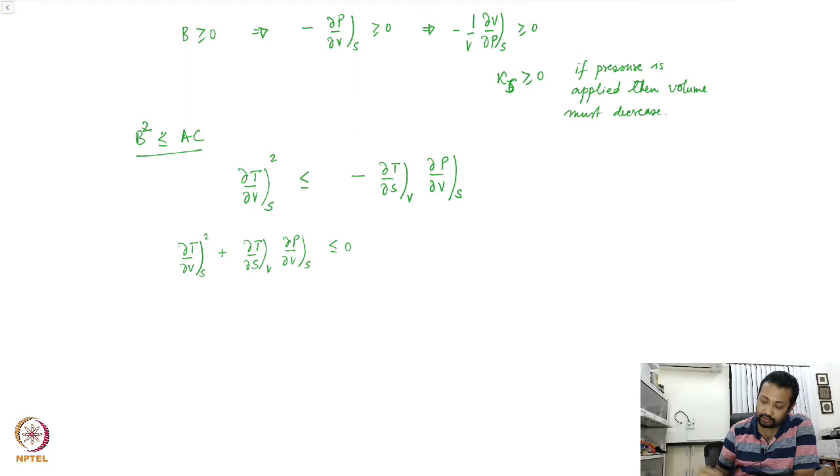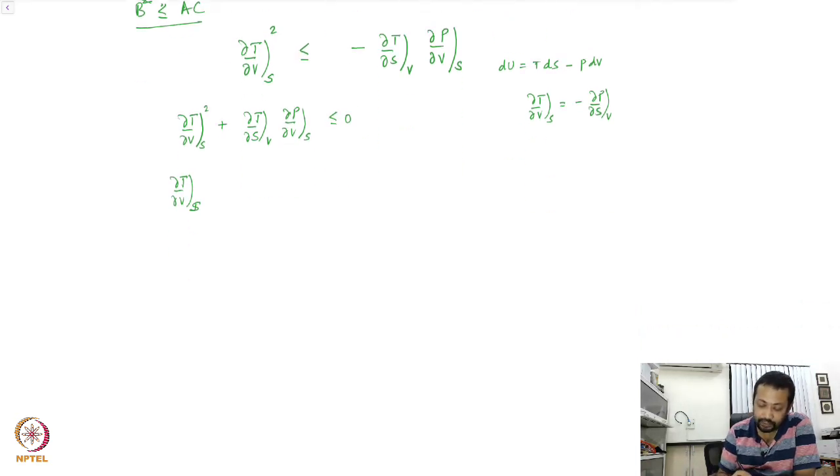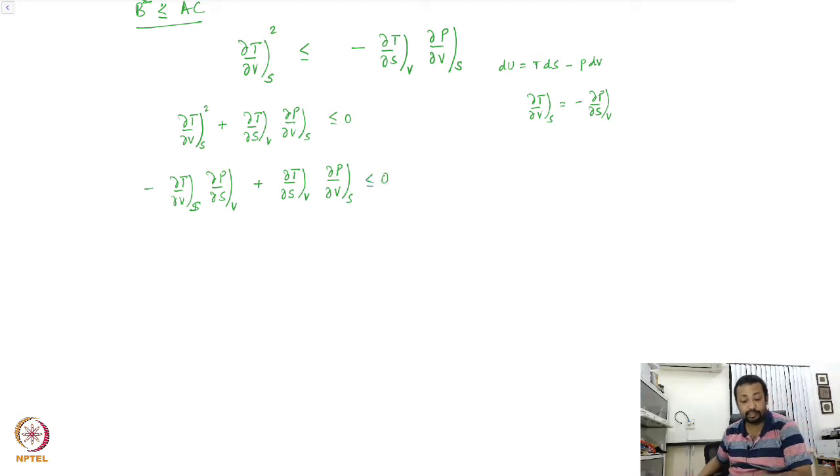Now there is a very clever manipulation. If you recall, dU was TdS minus PdV, and therefore del T del V at entropy constant is minus del P del S at volume constant. So I'm going to keep one del T del V at entropy constant, and you will see in a moment why I want to keep it, and I'm going to replace the other one, since it's a square, with del P del S at volume constant, minus plus del T del S at volume constant del P del V at entropy constant must be less than or equal to 0.